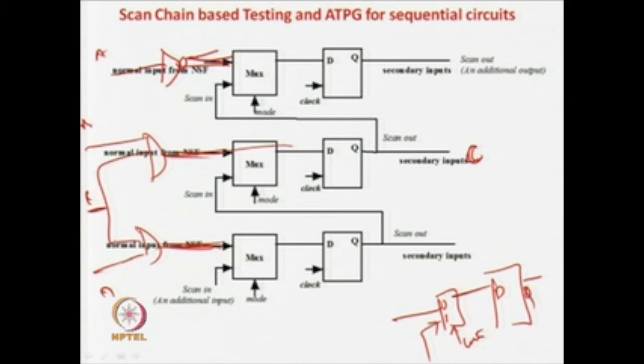If the control is 0, then the normal input that was flowing is fine, but if it is 1, then I will send my input to the first flip flop. In case of the second flip flop, it will be the output of this one. So if I make mode 0, then it is the normal connection of the circuit. But if I make it mode 1, then I will take control of this chain. So let us see how it is done.